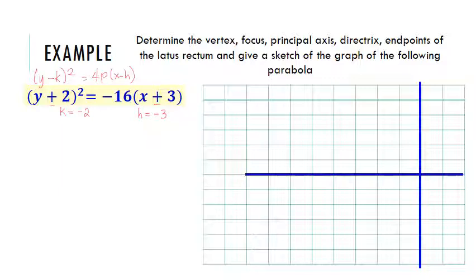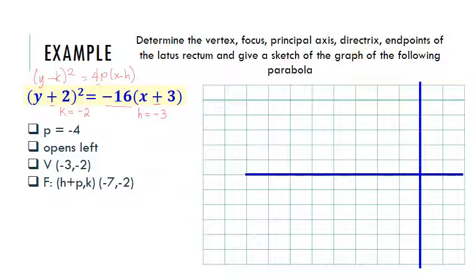Now, punta tayo kay p. If this is negative 16, what must be multiplied to 4 to get negative 16? Yes, negative 4. And since y ang naka-squared, so opening left or opening right. And negative 4 ang p natin. Negative. So tayo ay opening left. Next, vertex natin, h, k. So negative 3, negative 2.